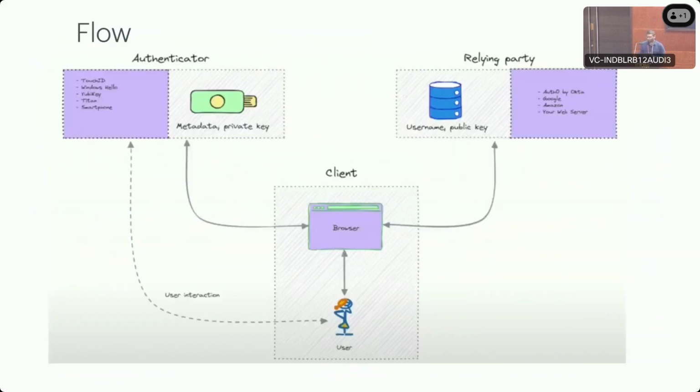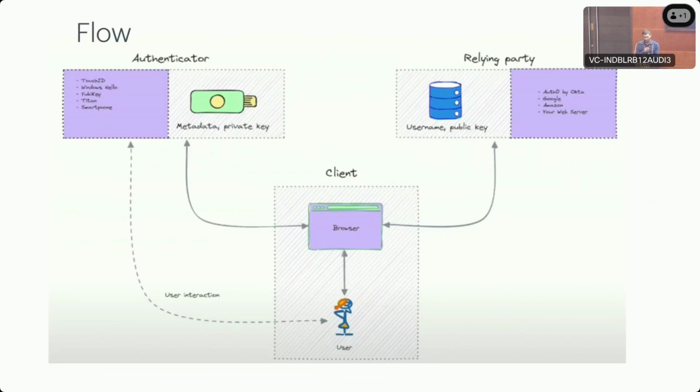So this is the flow. Basically, the relying party is the server, the client is the browser, and the authenticator we have here. So when you want to log into a particular website, from the browser we send the request to the relying party saying that I want to use passkeys, I want to authenticate with your site, right? It will send the challenge, one random byte, to the browser.